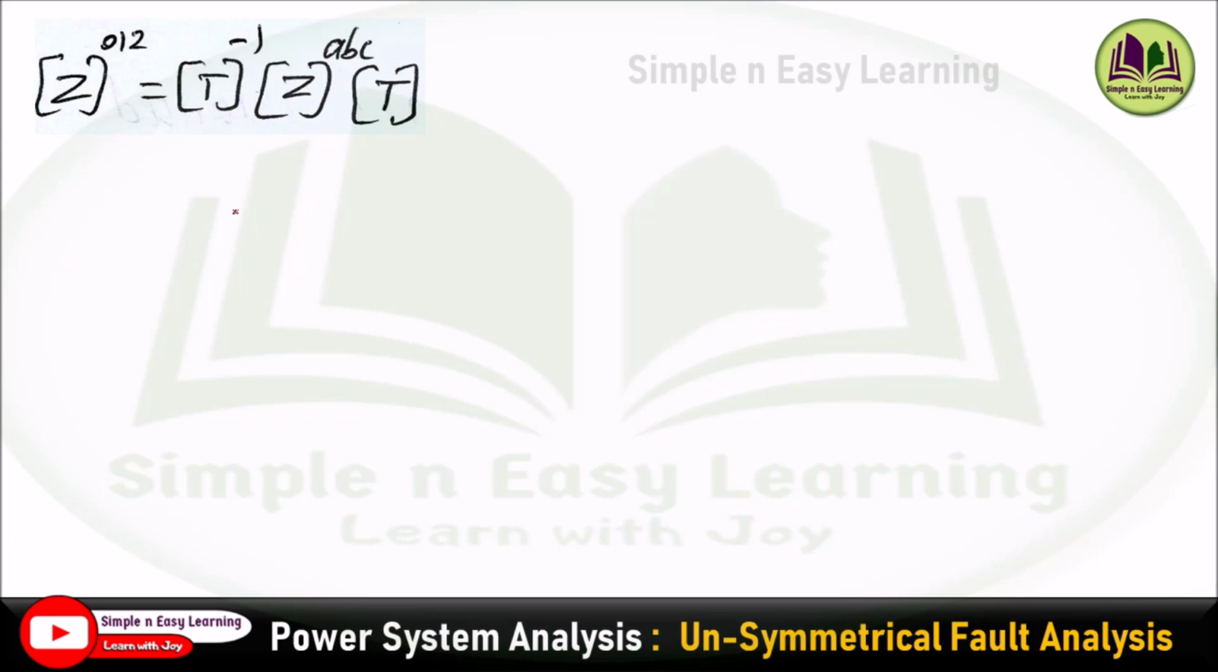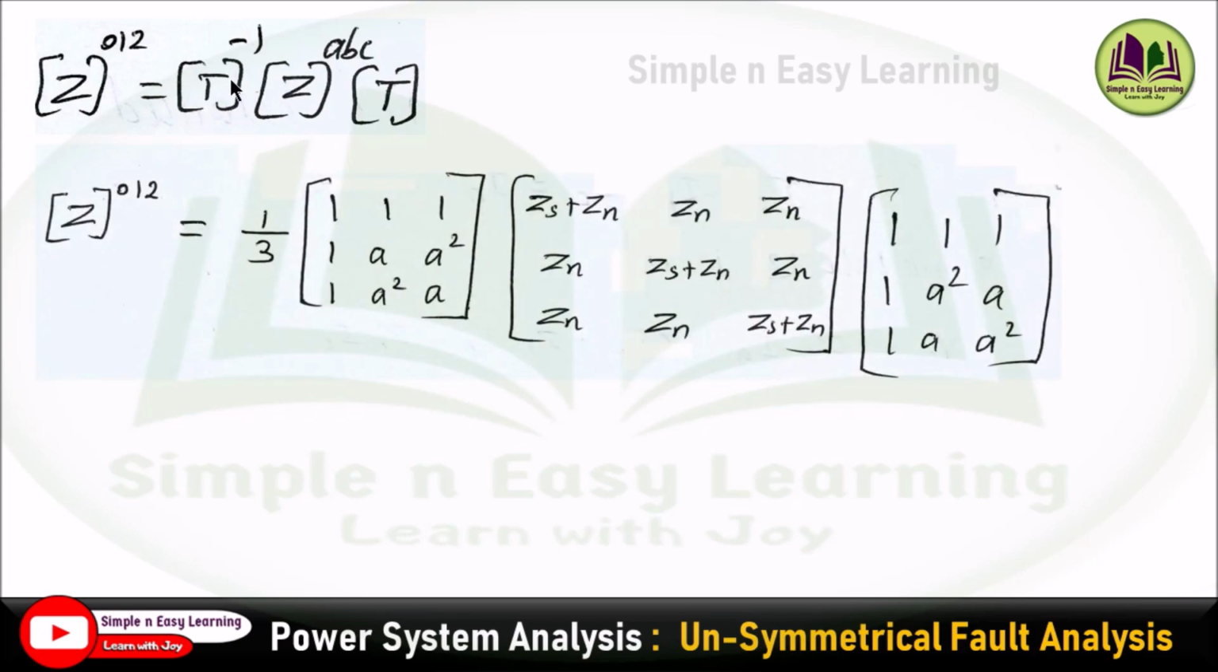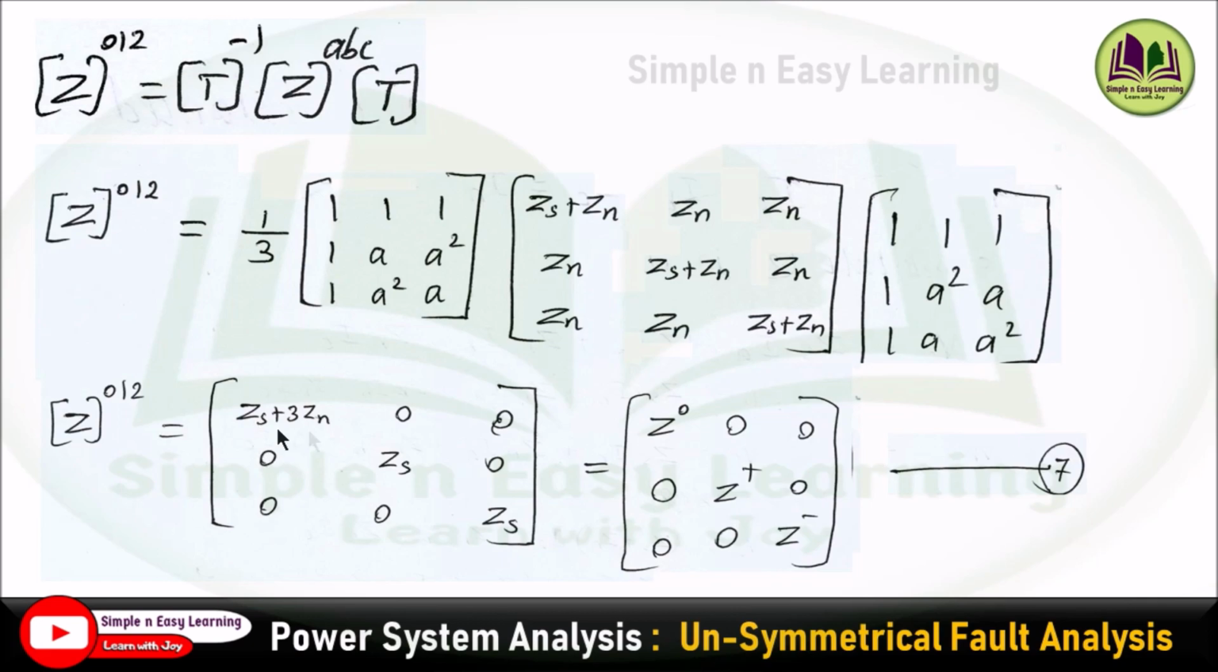Considering this equation, substituting the transformation matrix inverse, that is 1 by 3 times 1, 1, 1, 1 A square A, 1 A square A, and the Z matrix, and finally the transformation matrix 1, 1, 1, 1 A square A, 1 A square A. By doing the matrix multiplication of these three terms, we get Zs plus 3 Zn, 0, 0, and 0 Zs 0, 0, 0 Zs. Zs plus 3 Zn is your zero sequence impedance, this Zs is positive sequence and this Zs is negative sequence. This is your sequence impedance of the three-phase load.